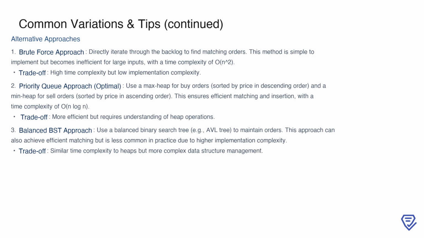Lastly, there's the balanced binary search tree approach, such as using an AVL tree. This method can also achieve efficient matching, but it's less common in practice due to its higher implementation complexity. The trade-off here lies in achieving similar efficiency to heaps but with added complexity in managing the data structure. Each approach has its place, but the priority queue method is generally the most practical for this problem.